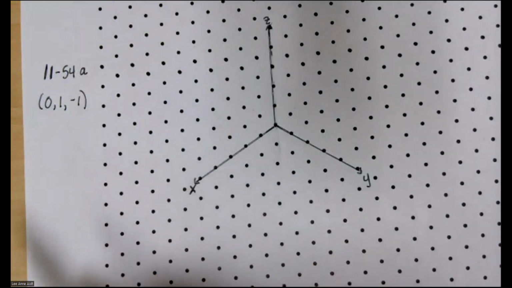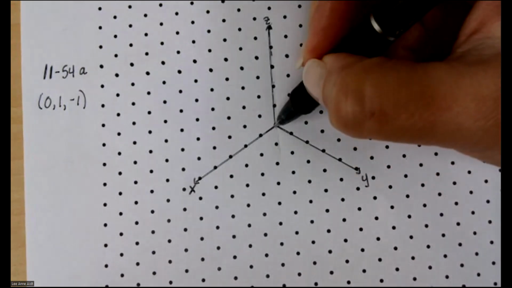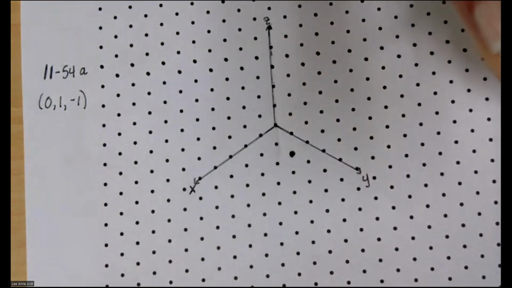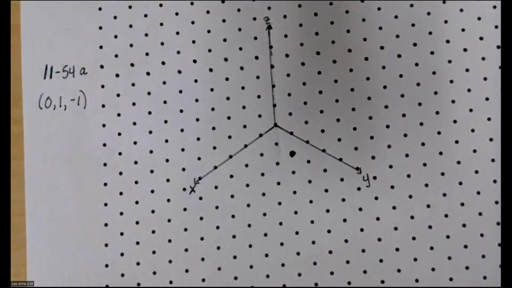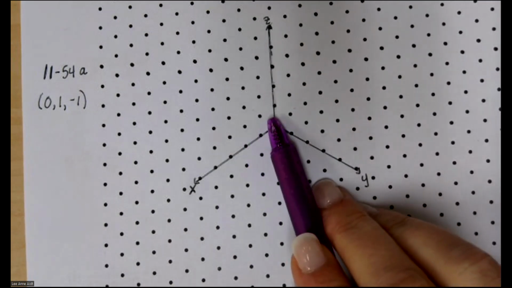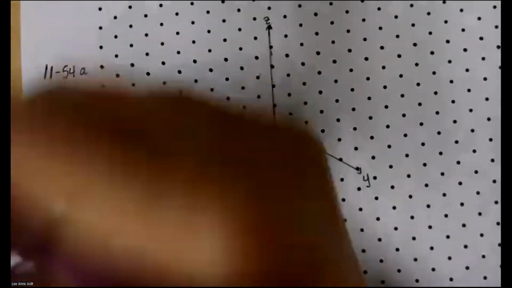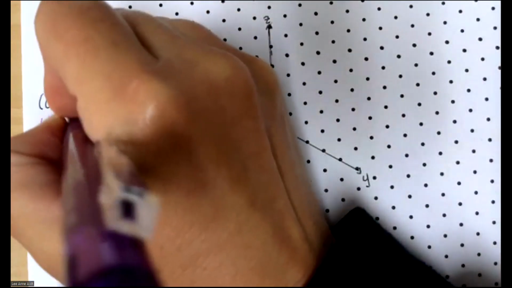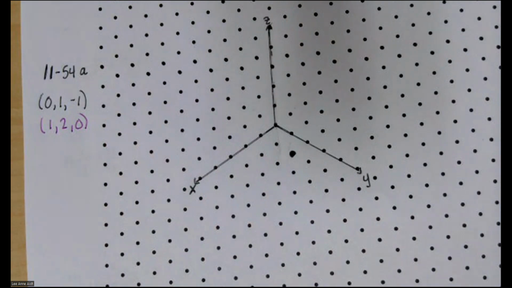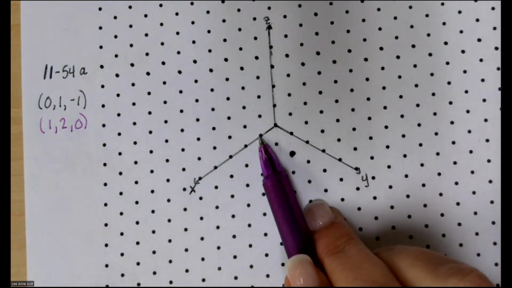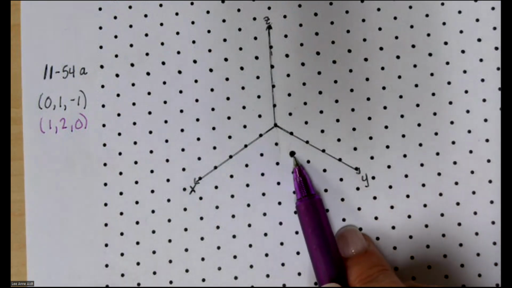Okay, so we're going to plot this point: 0 on the x, 1 on the y, -1 on the z. Does that make sense to you guys? Do you see it? 0 on the x, 1 on the y, -1 on the z. Okay, now we're going to graph a different one: 1 on the x, 2 on the y, 0 on the z.